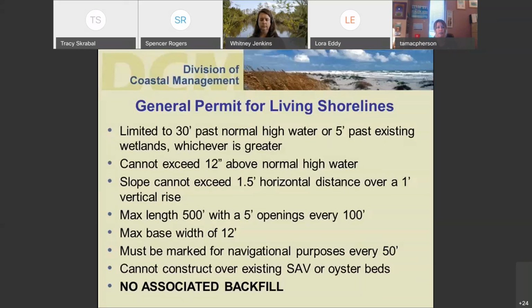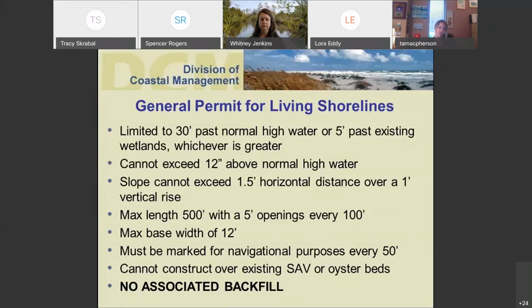Navigational markers are required every 50 feet. It's different down here than in the northern part of the state. Our tidal range is 4 to 5 feet. So as you can imagine, under high tide, sometimes we have a full moon tide. These can be completely submerged, and we want clear navigational marking on those.